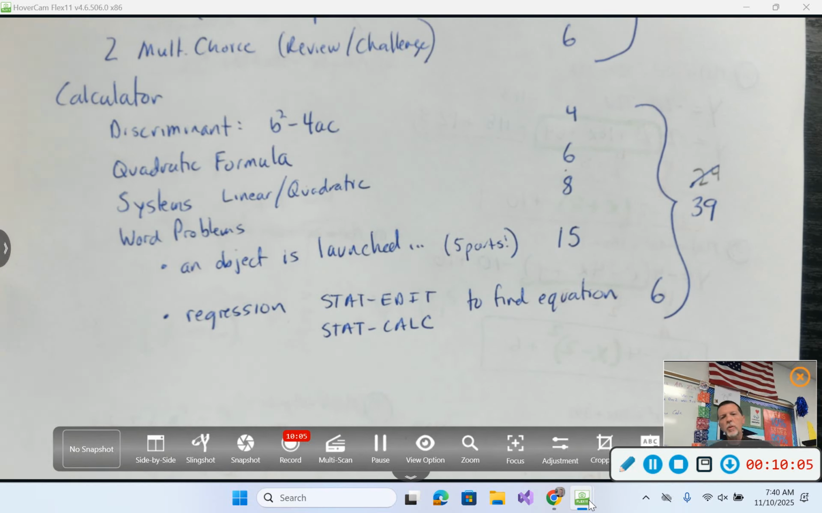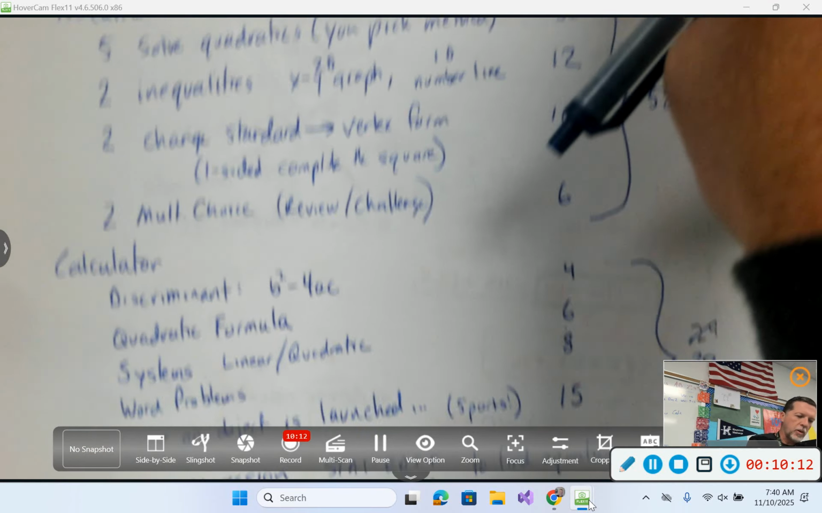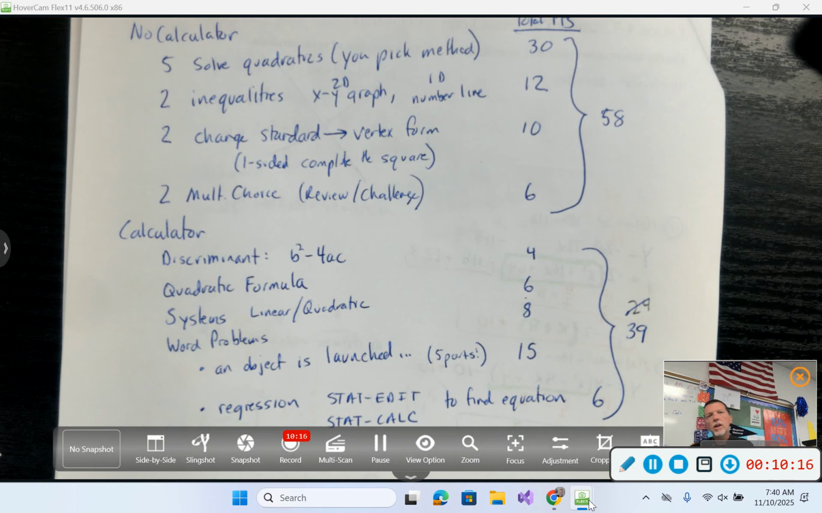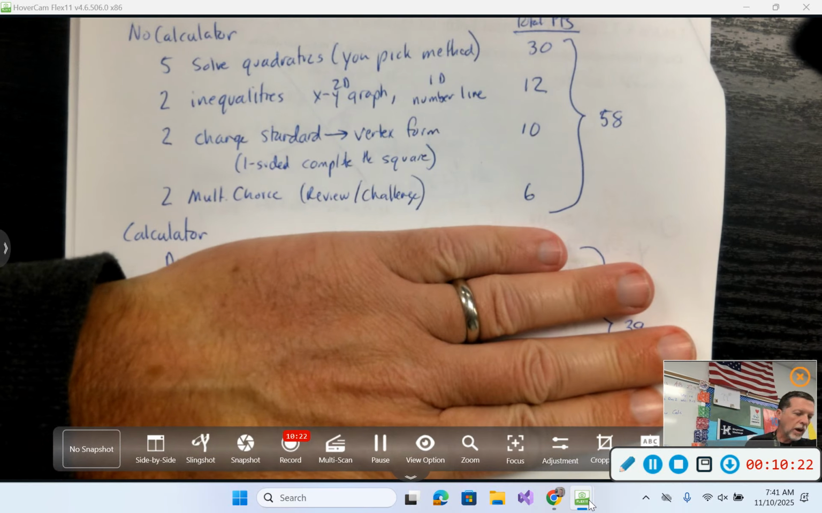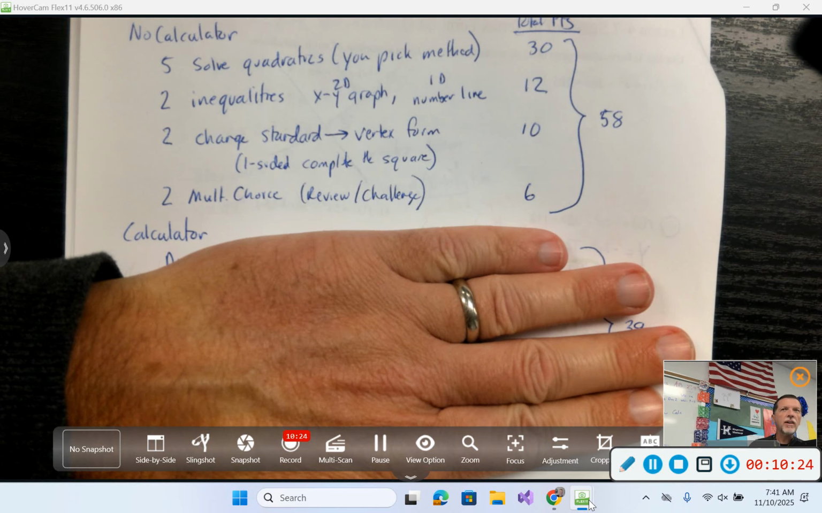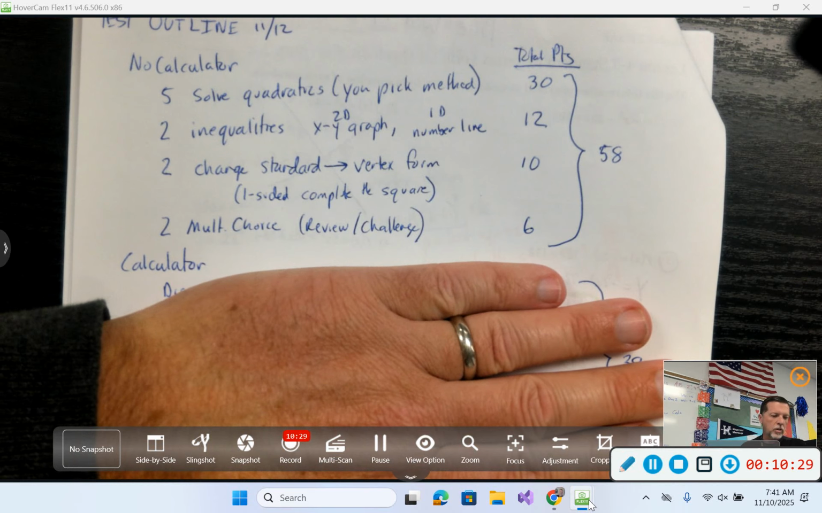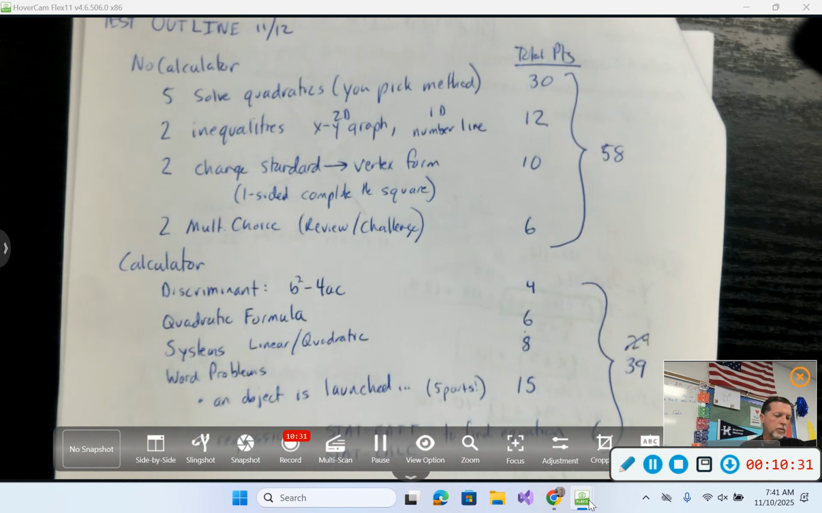Okay, how this will work, to Emery's question from earlier, like, well, how do we do the no calculator and the calculator part? I will give you both parts. No calculator, of course, to start with. So I'll give you both parts. Most people will work the calculator part, turn it in, and grab a calculator.